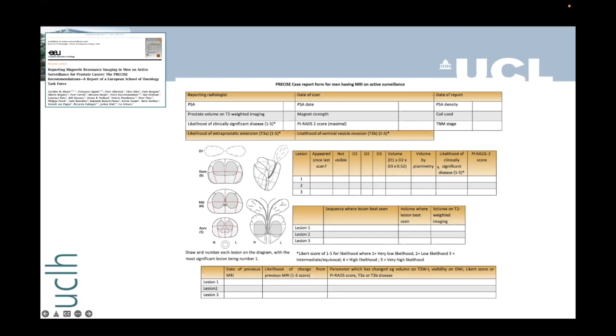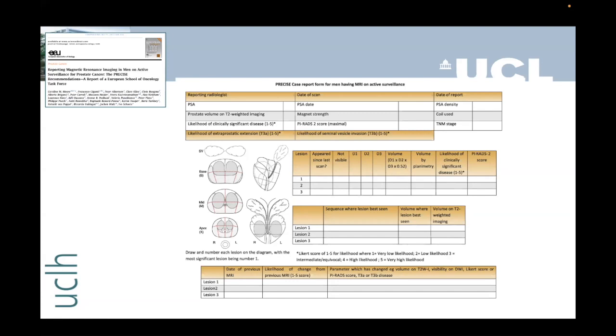In this case report, the radiologist can note all the values that we need, for example, the PSA and the prostate volume to do with the imaging, but also should score up to 3 lesions and evaluate the radiological change compared to the previous or baseline scan.